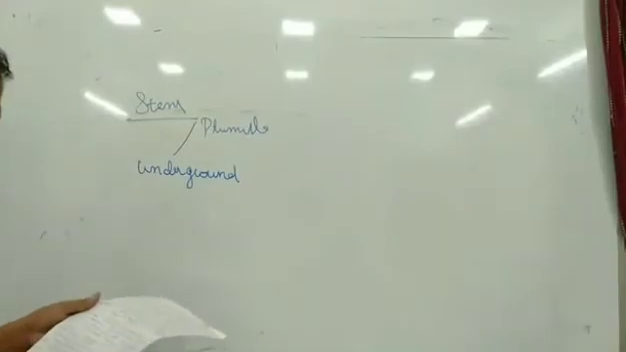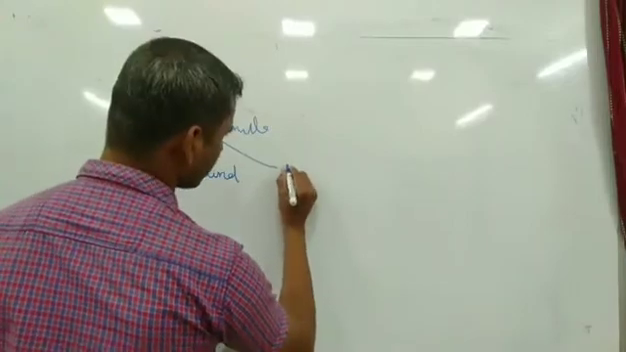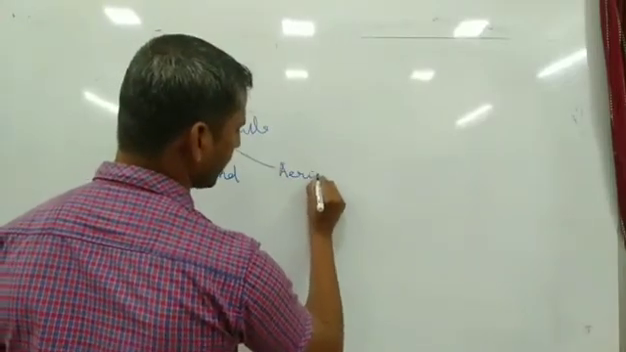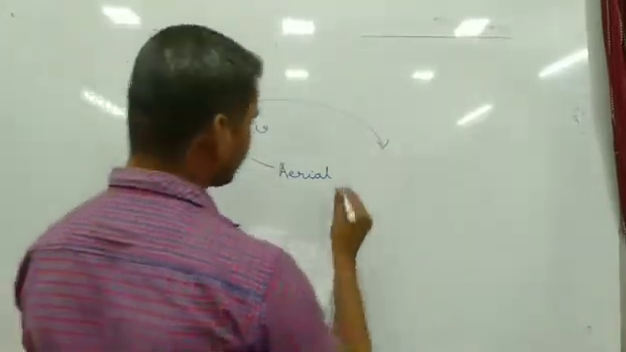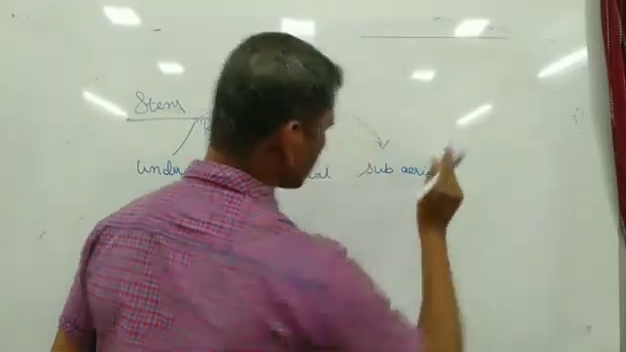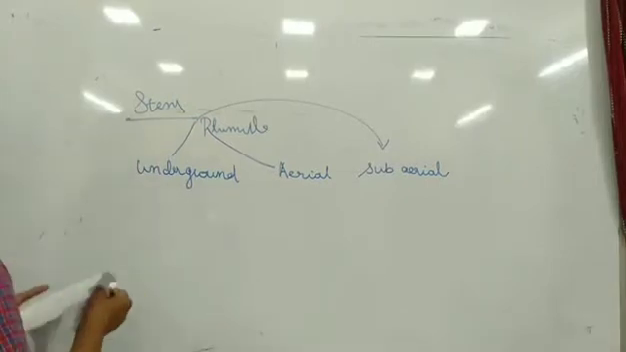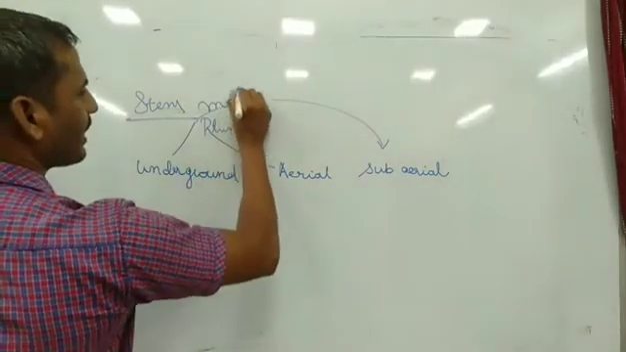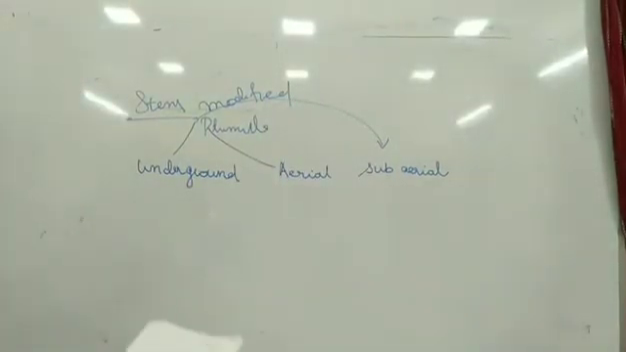Underground stem. Another one is aerial stem. And the third part is sub-aerial stem. So the stem is modified into underground stem, aerial stem, and sub-aerial stem.